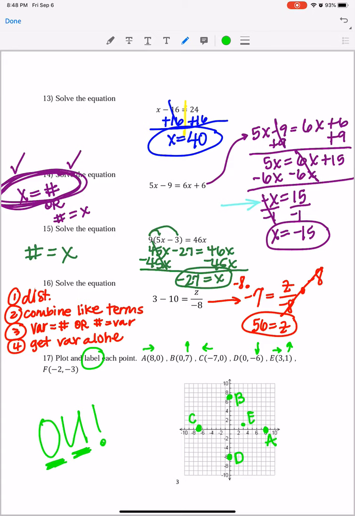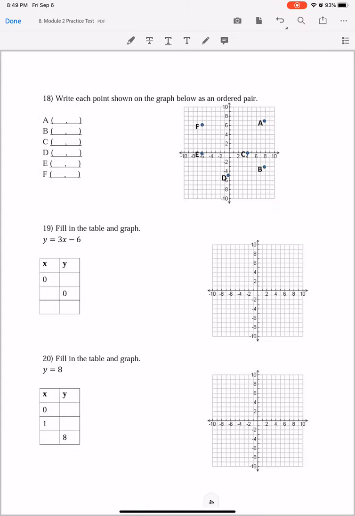And then F, negative 2, negative 3, over, side to side first. So negative makes me go left, negative 2, and then negative 3 makes me go down 3. So from the origin, 1, 2, 1, 2, 3. Okay, now we're going opposite.